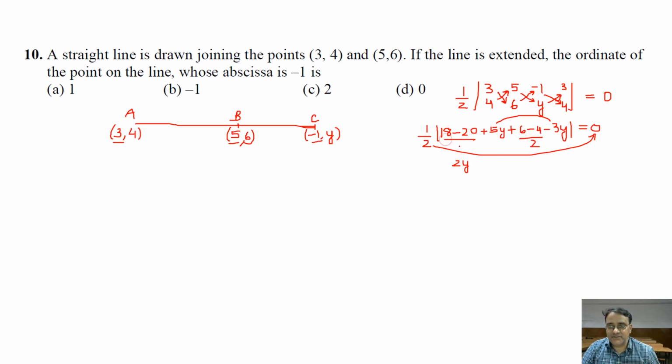Now the constant term: this is 2 and this is minus 2, so what we are getting? 0. So 2y is equal to 0. That means y is also equal to 0. So which is the correct answer? Option D. Is this understood? Yes, sir. See, you can't say that it is out of syllabus because we can solve by using the section formula also. First find the ratio, then using that ratio find the value of y. Clear?